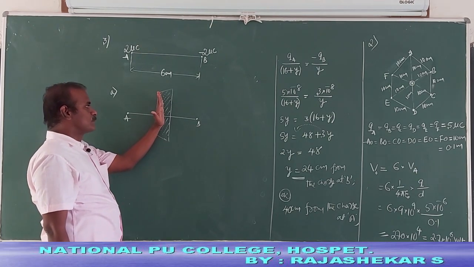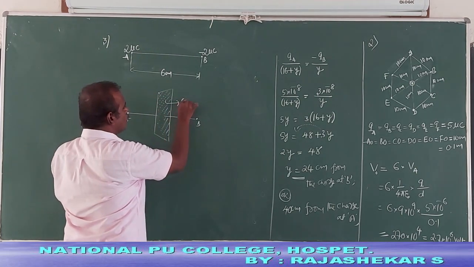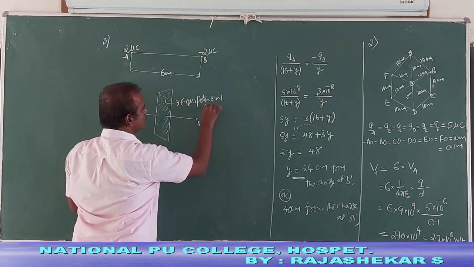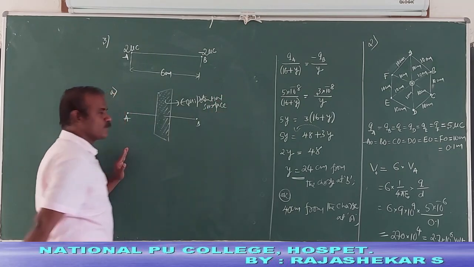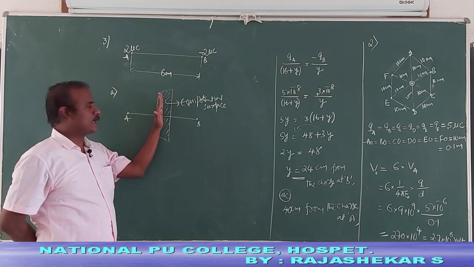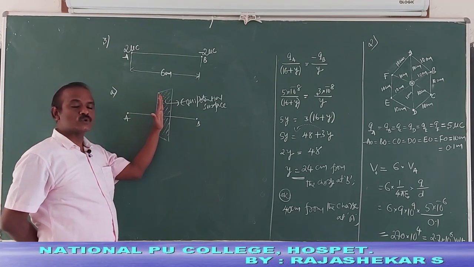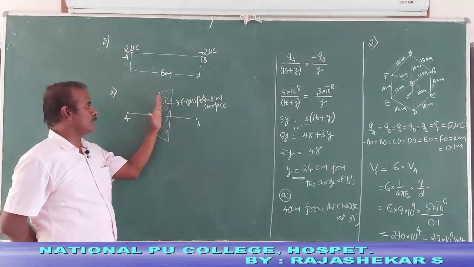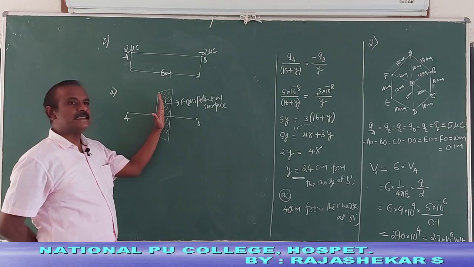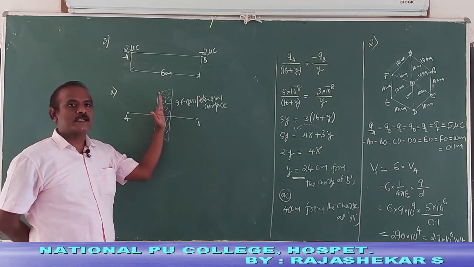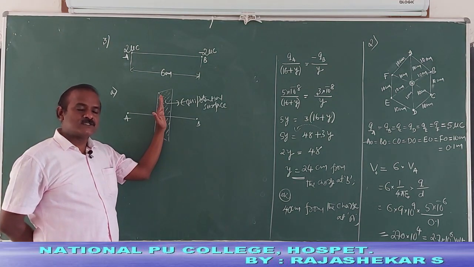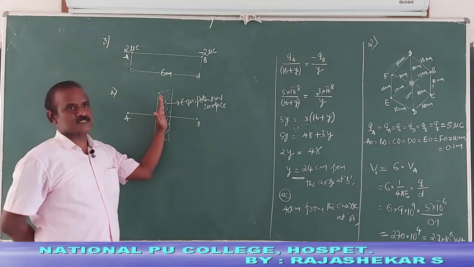This is the equipotential surface. We have to draw it in this way. How is it drawn? A plane surface drawn perpendicular to the line joining and passing through the midpoint of the line joining. This is the equipotential surface, and to this surface electric field is perpendicular. In fact, one of the important characteristics, as we know, is that electric field is always perpendicular to equipotential surfaces.